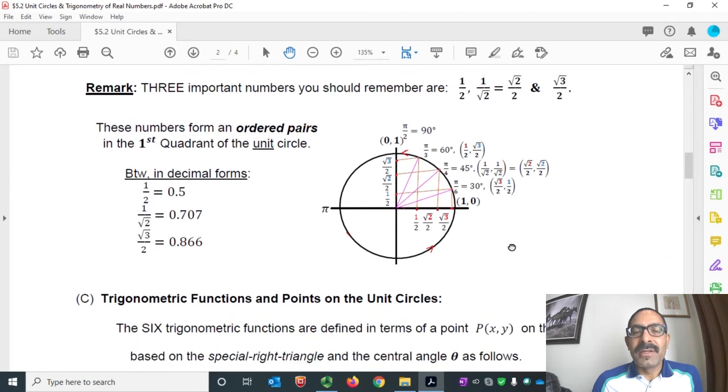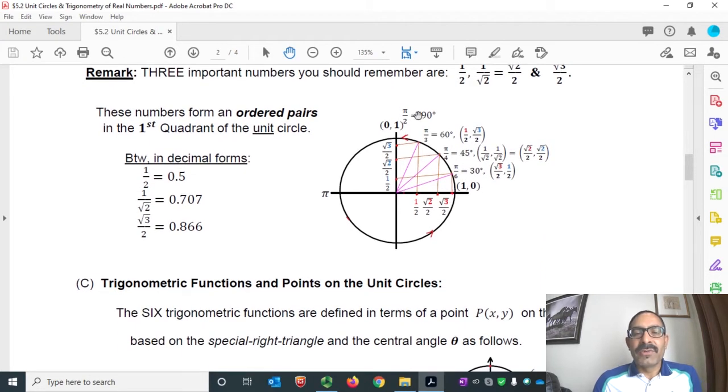So let me talk about this diagram here. We have a unit circle, and the point at pi over 6 is (radical 3 over 2, 1 over 2). The point at pi over 4 is (1 over radical 2, 1 over radical 2). The point at angle pi over 3 is (1 over 2, radical 3 over 2).